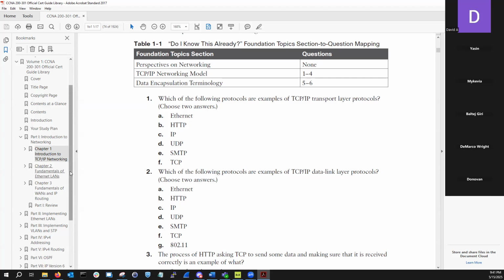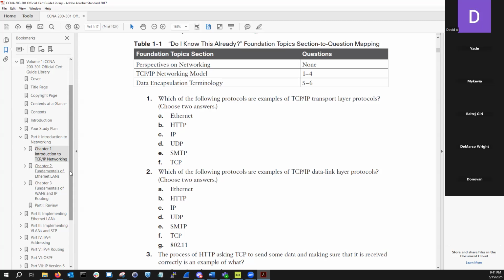So let's talk through this, right? Remember, guys, keep it simple. The question says, which of the following protocols are examples of TCP/IP transport layer protocols? Which protocols within the answer list sit at layer 4 within the OSI model? UDP and TCP. Done. Question answered.